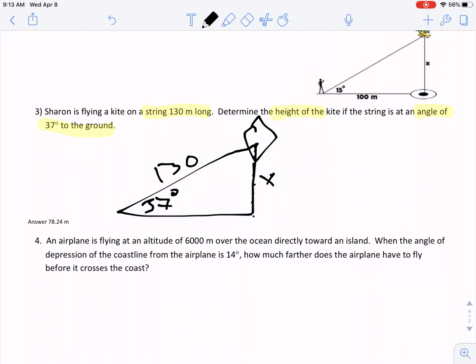Now from there, I want to erase my picture of the kite up here. Now we just have a right triangle like we had to solve yesterday. Using our angle of 37, I could find my hypotenuse. I could also find the opposite and adjacent sides, and I would use trig to find x. Notice your answer is going to end up being 78.24, which is what I rounded to when I got it. But once you get that picture drawn, it's exactly the same as yesterday.